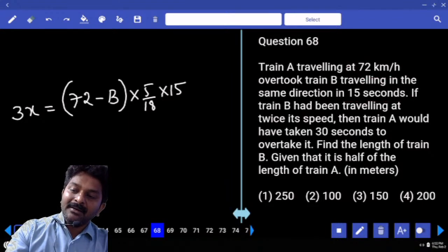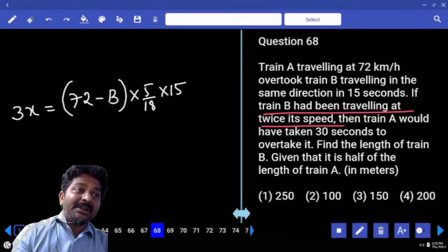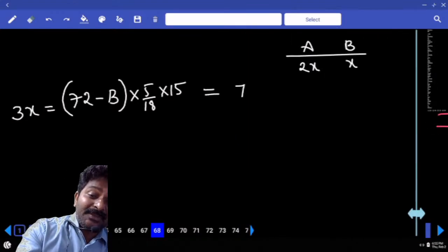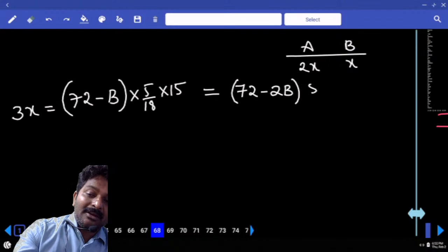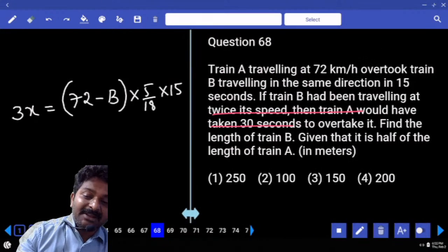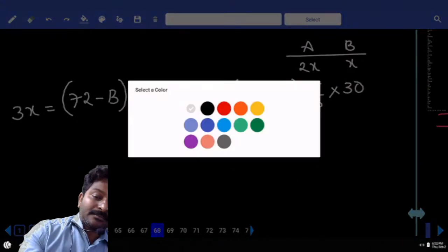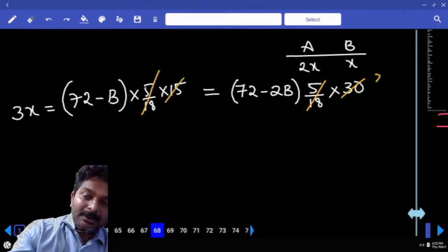Next case, what happened? Train B is traveling with twice its speed. Earlier it was traveling with B speed, now it is traveling with 2B speed. Now in this case, relative speed is S1 minus S2, where S2 becomes 2B. Kilometer per hour converted into meter per second. And in the second case, how much is the time taken? 30 seconds. Now, 5 by 18, 5 by 18, 15, 2 times, correct?